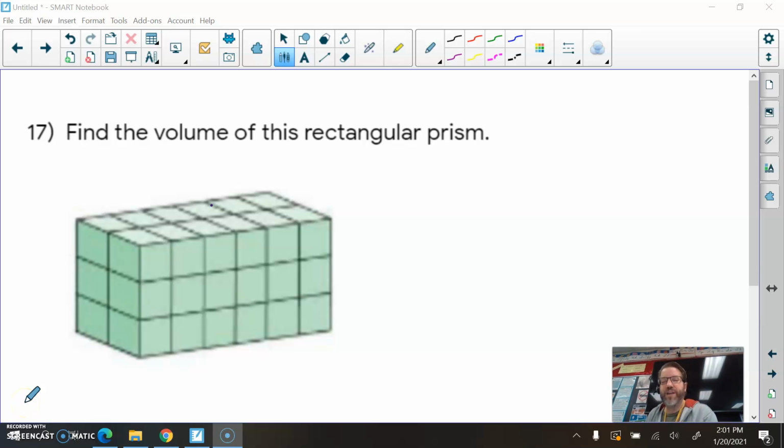Hello everybody, Mr. Wyatt here, and we're looking at numbers 17 through 20 on the topic 7 review. And we do have the test coming up tomorrow. These last 4 questions all deal with volume.